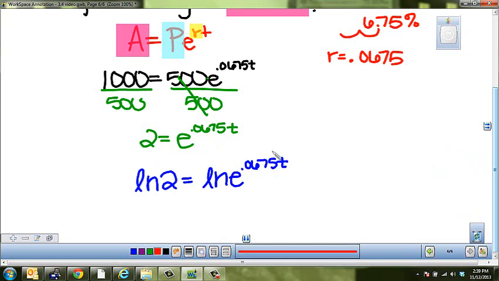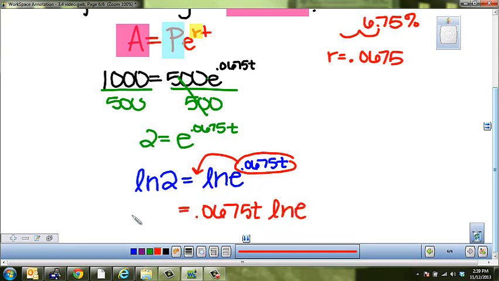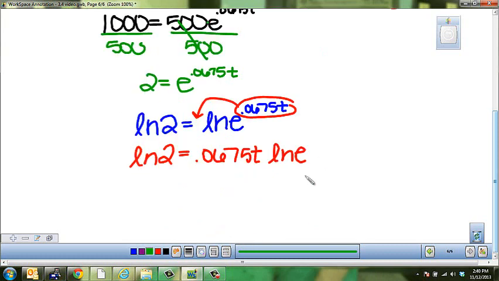Now that gives me the opportunity to use the power property to make this exponent a coefficient. And then you have to remember that the natural log of e is 1. You can just cancel it out, it's 1. Now we're solving for t. We need to get rid of this coefficient by dividing it out.